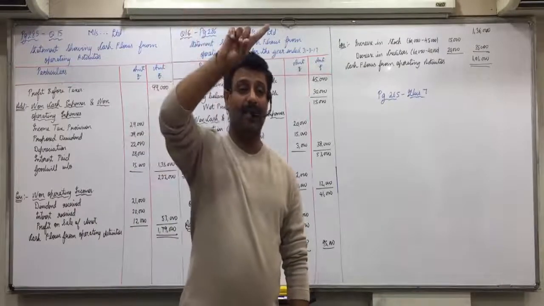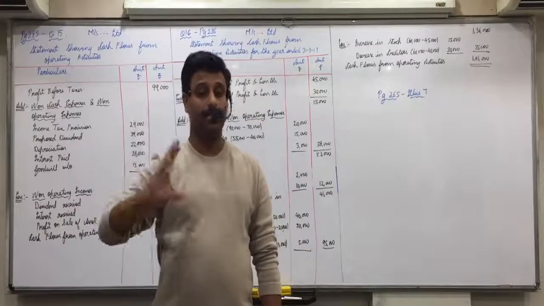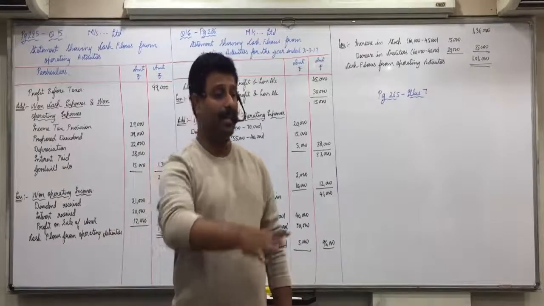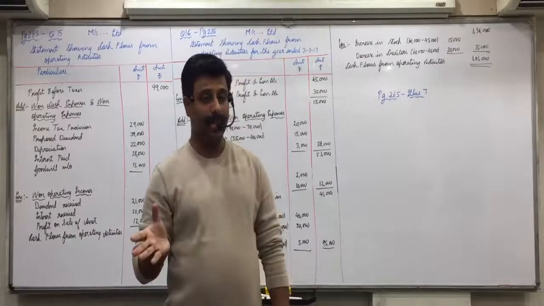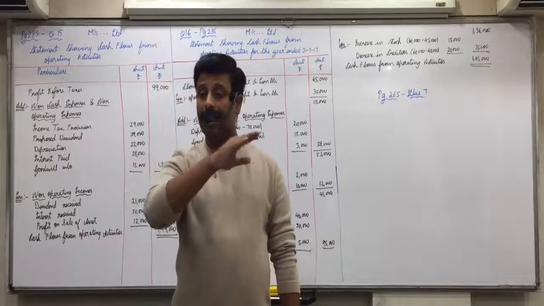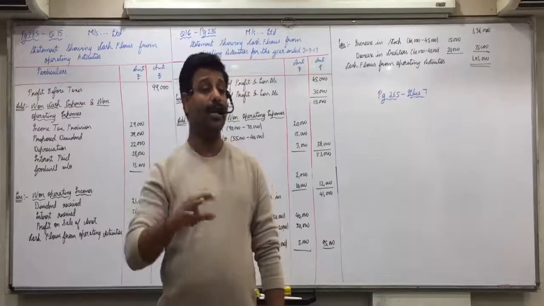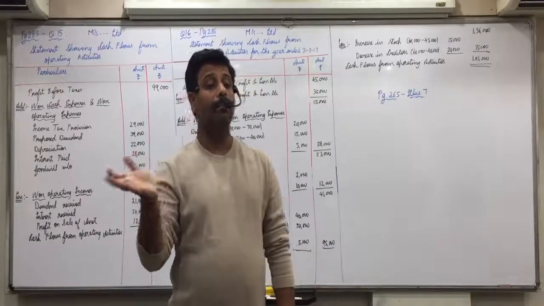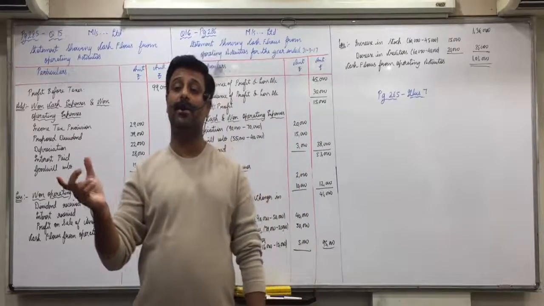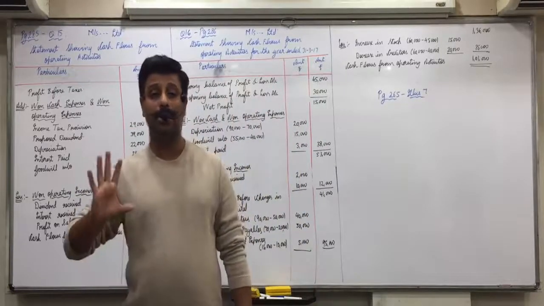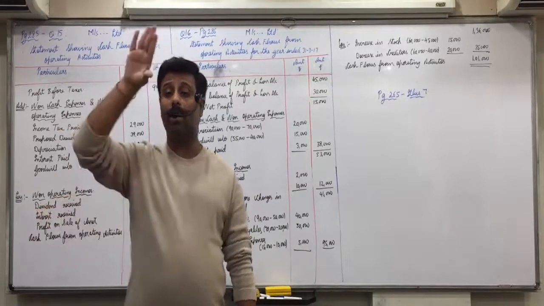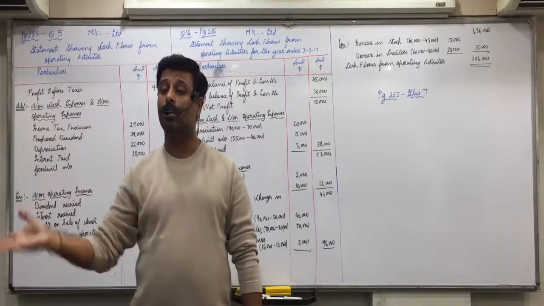If they say beginning of the year, then count on closing balance, reverse. If they say they are issued or redeemed at the end of the year, then you count interest on opening balance. And if they say they are issued or redeemed at the beginning of the year, then you count interest on closing balance, reverse, opposite. Remember this shortcut: end of the year, count on opening; beginning of the year, count on closing.